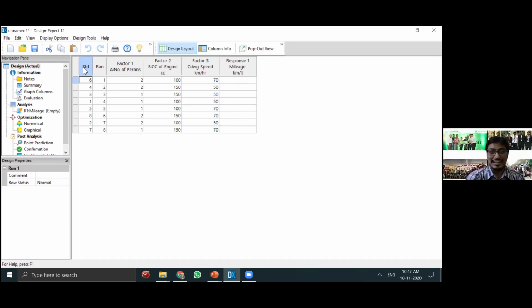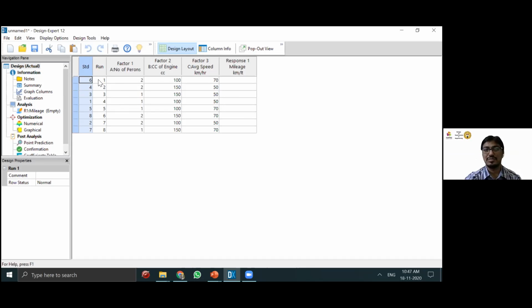No, this is the standard. Standard format is 1 to 8, since we have 8 experiments. This is the run order. Usually we have to do the experiments through the run order. As I told you, it is of huge importance because we need to avoid the noise and all those disturbances.